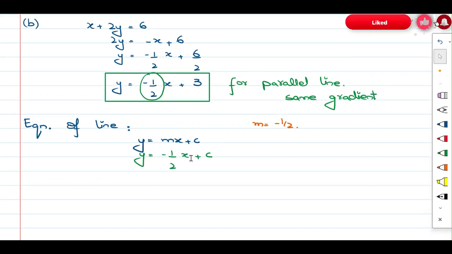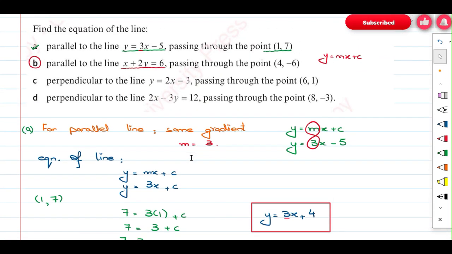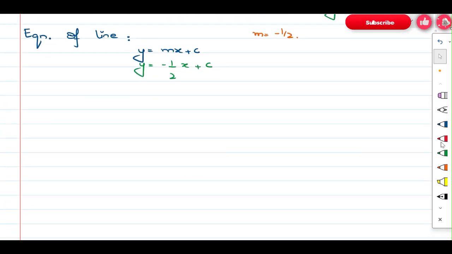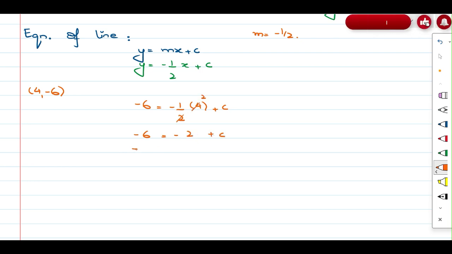To get the value of c, just plug in the given point. The given point is 4 and negative 6, so x is 4 and y is negative 6. Now let me plug in: minus 6 equals minus 1 by 2 times 4, plus c. So minus 6 equals minus 2, plus c. Shift the negative 2 to the other side, it becomes positive 2, so c equals negative 4. Negative 4 is my c value, right?